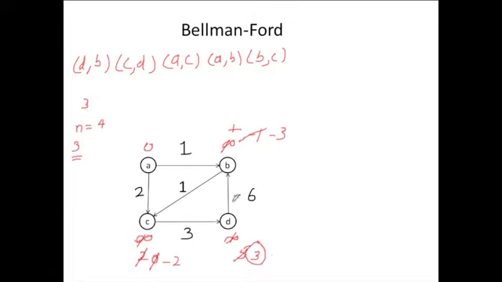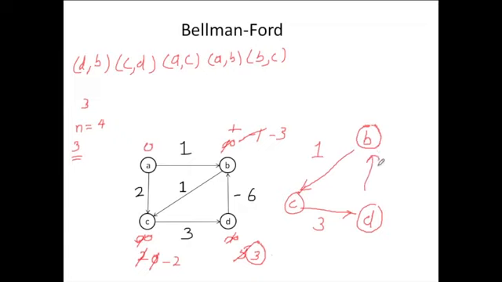So what's the problem here with Bellman-Ford? If you see this B, D and C, there is an edge with 1, there is an edge with 3, there is an edge with 6, and these three are forming a cycle. And the cost of the cycle is 1 plus 3 minus 6, which is minus 3. So the total cost of the cycle is negative.